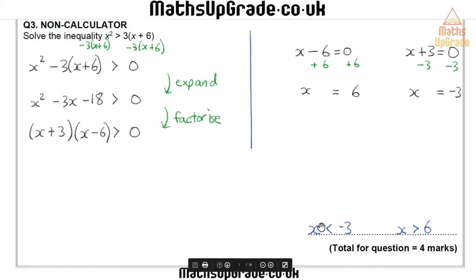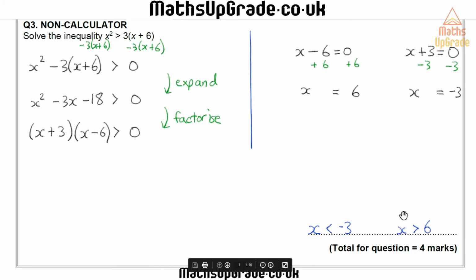Now which way around do these symbols go? Similarly to the last question, I'm going to show you again. Let me try a value of x which is less than 6. Let me try a value of 5. So 5 squared into this equation: 5 squared is 25, 5 plus 6 is 11, 3 times 11 is 33. So 25 is not greater than 33. So a value of less than 6 has not worked.